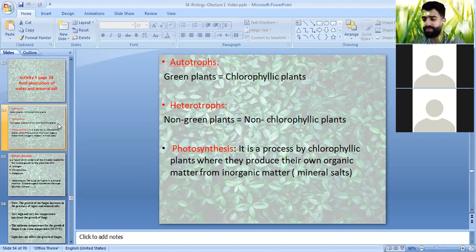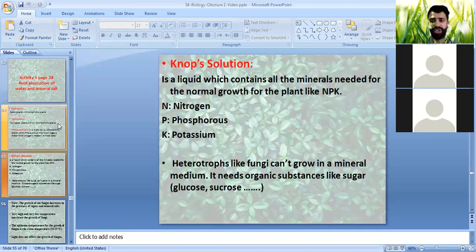What is photosynthesis? Photosynthesis is the process by which the chlorophyll plants produce their own organic matter from inorganic matter, from a mineral source. What is the nutrient solution? It's the liquid that contains all the minerals needed for the normal growth of the plant. So this is a liquid supplied for the plant containing all the minerals needed for growth, like NPK. NPK is an example of a nutrient solution. N stands for nitrogen, P for phosphorus, K for potassium.